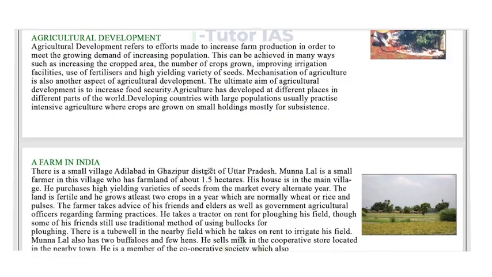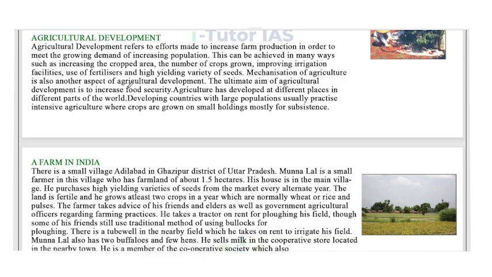Now, agriculture development. Agriculture development refers to the efforts made to increase farm production in order to meet the growing demands of increasing population. So we know the population is increasing day by day. So we need to meet the growing demand of this population with agriculture. This can be achieved in many ways such as increasing the crop area, the number of crops grown, improving irrigation facilities, use of fertilizers and high yielding varieties of seed.